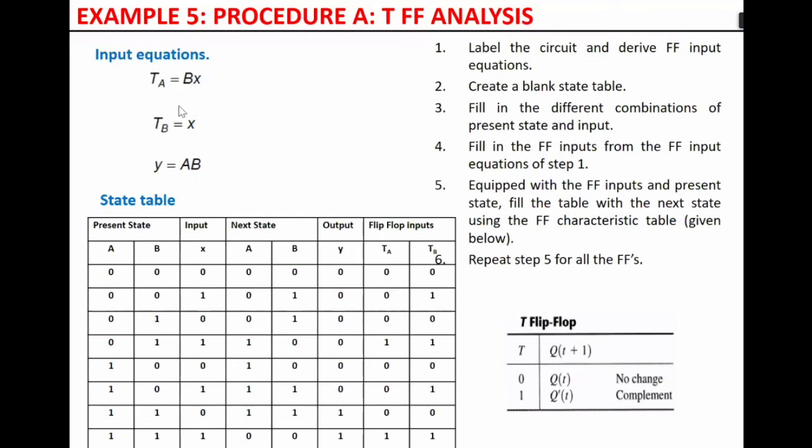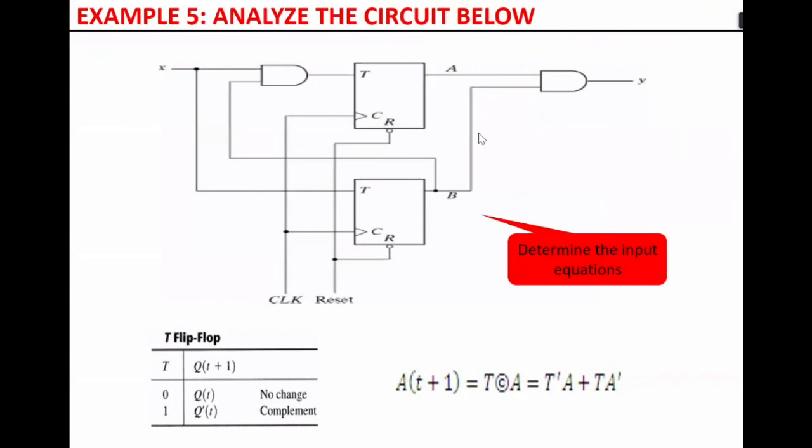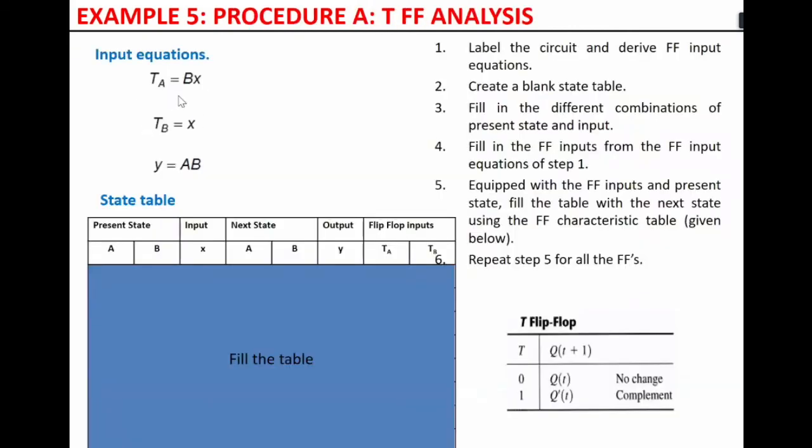You know where these equations come from. Let me just go back. From here, the first step is to label your inputs, outputs, and state variables. That is our input, that is our output, these are our state variables. Step number 2, determine the flip-flop input equations and output equation. The flip-flop inputs will be TA, TB, and the output will be Y, as a function of X, A, and B. So those are the equations.